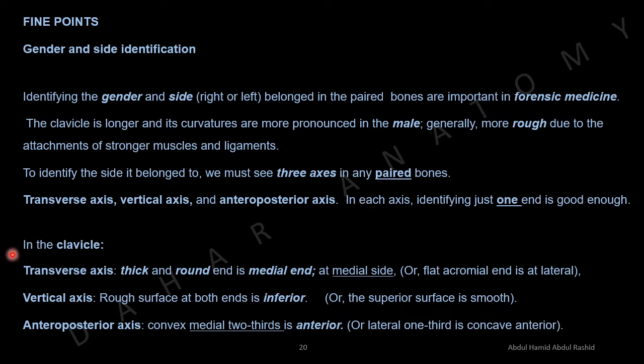In the clavicle, transverse axis: the thick and round end is on the medial end. So this end should be on the medial side. Vertical axis: the rough surface at both ends is inferior. So rough surfaces must be below. Anteroposterior axis: the convex medial 2/3 is anterior. So the convex medial 2/3 should be directed in front.